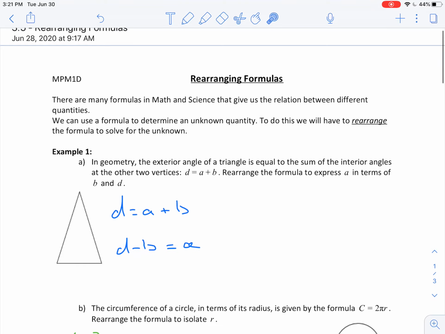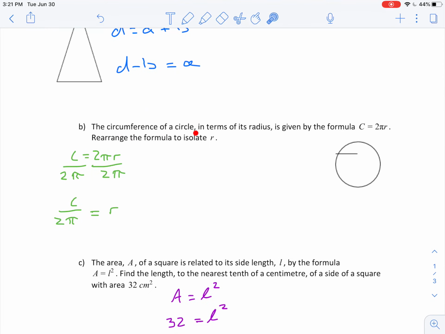is equal to A. The circumference of a circle in terms of its radius is given by the formula circumference, or C, is equal to 2 pi r. Rearrange the formula to isolate for r. So 2 pi r basically means that 2 multiplied by pi multiplied by r is equal to the circumference. So 2 times pi, we can divide that 2 times pi. So 2 pi essentially cancels out. So this goes away, that goes away. But what I do to one side, I do to the other. So then I have the circumference divided by 2 pi is equal to our r value.